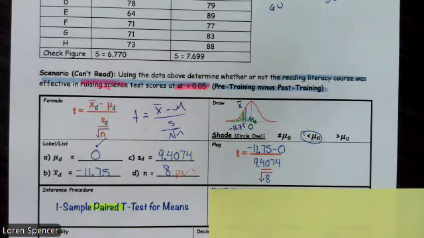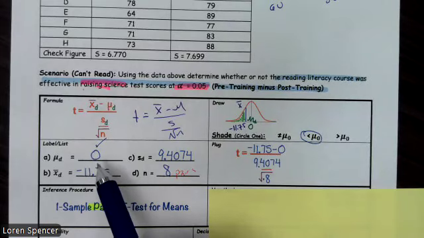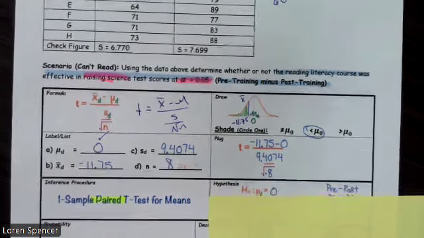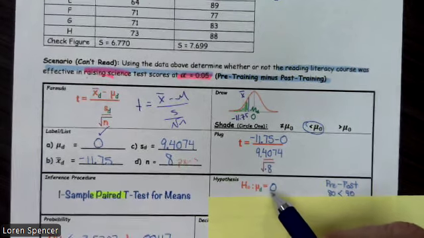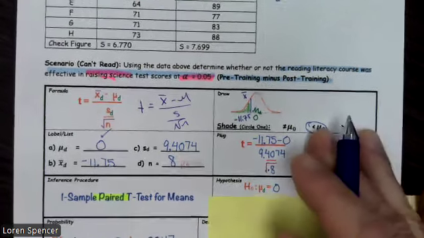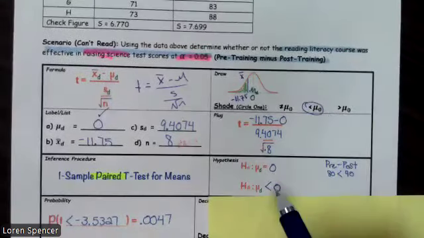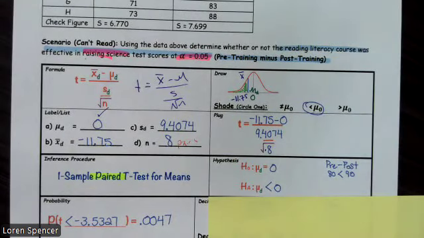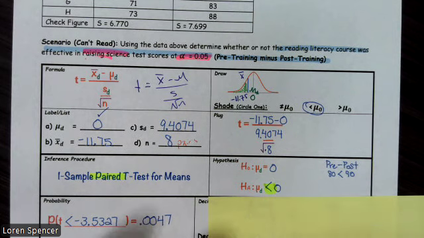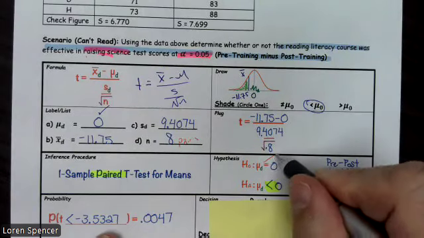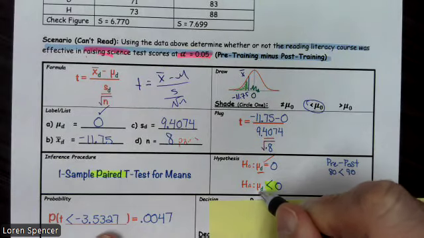Okay, our hypothesis. Well, our hypothesis is always simple. All hypotheses in intro stats are going to have an equal sign in the null. So the null hypothesis is that mu d equals 0. In other words, there was no difference. If there's no difference, it wasn't effective. The alternative is that mu d is less than 0. Please note mu d, 0, 0. The only difference is this is less than. And we should also note the null will always be equal to, and you've got to have the d's.